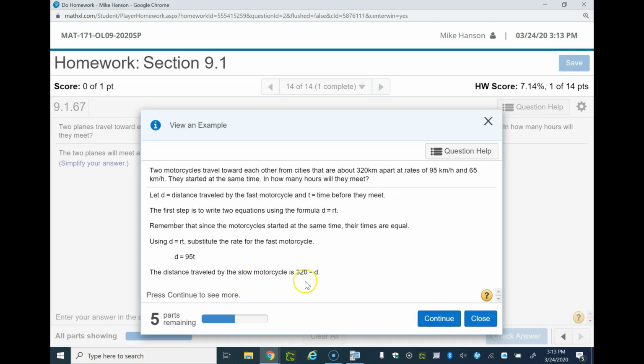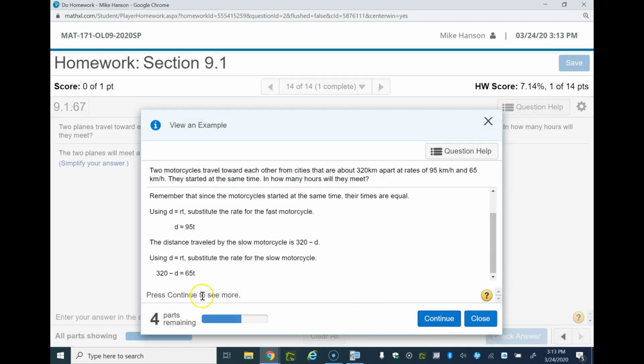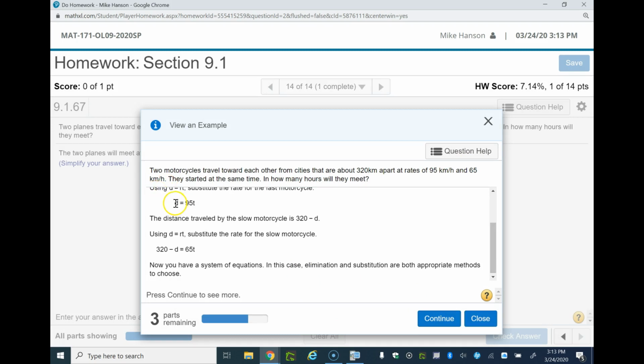Then we're going to read the second part, which is the distance traveled by the slow motorcycle is 320 minus D. So the slow meaning subtraction is going to be equal to what the speed is for this particular one. So it's 65T. So this is where 65 comes from when it slows down. So my two equations is going to be D equals 95T and 320 minus D equals 65T.